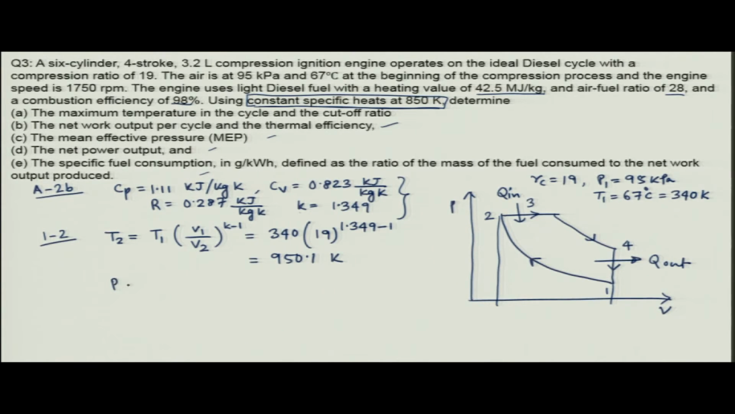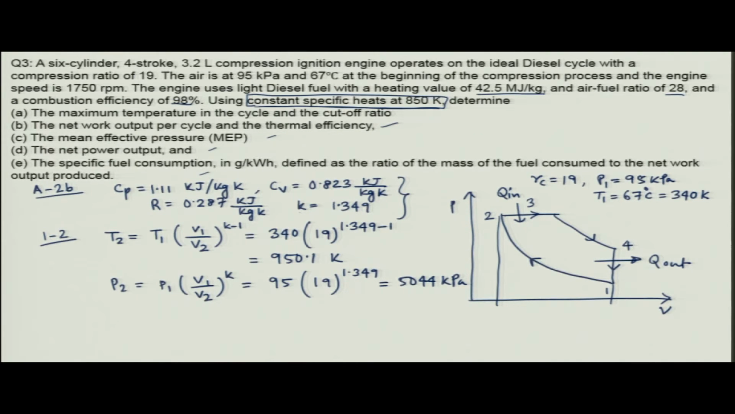So, we can also find P2. P2 is P1 multiplied by V1 upon V2 to the power of K. P1 is 95 kilopascal and V1 upon V2 is 19 to the power of 1.349. So, P2 comes to be 5044 kilopascal. Okay. Next, we have to find out the cutoff ratio also.